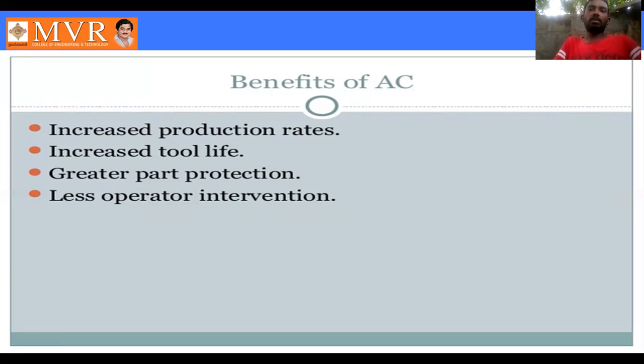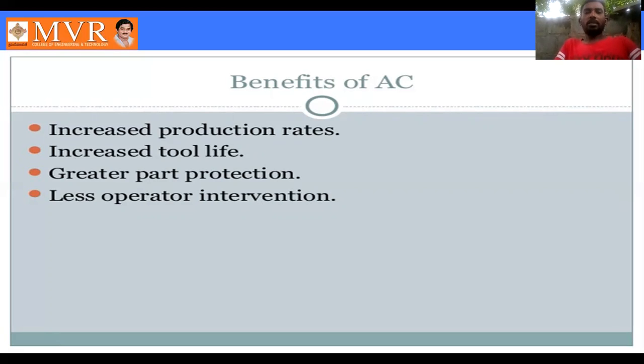Next we can see the CNC introduction, the CNC modes and the features of CNC. In CNC, we have features based on the tools and features based on the machines. Then the advantages and applications of CNC. So that is the CNC topic.